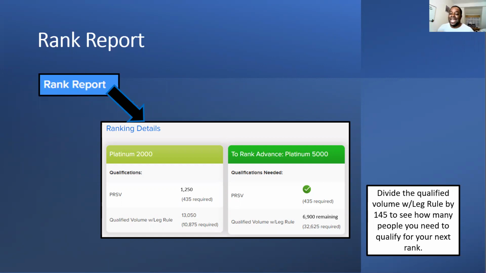So we always say stay in phase 1. You're always bringing customers in. You're always bringing people in. You always have to make sure those customers are happy. If those personal customers are not happy, they're going to cancel. Your PSRV is going to go down.